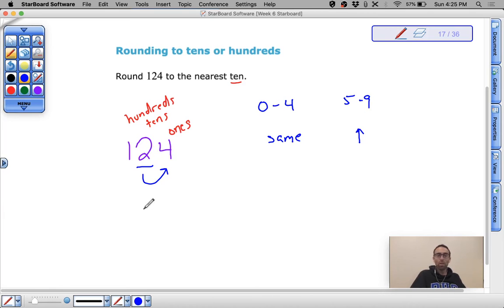So the 2, I'm going to write that down right here below. Then all the numbers to the right are going to become zeros. So there's only one number. And the numbers to the left stay exactly the same. So 120 is 124 to the nearest tens place.